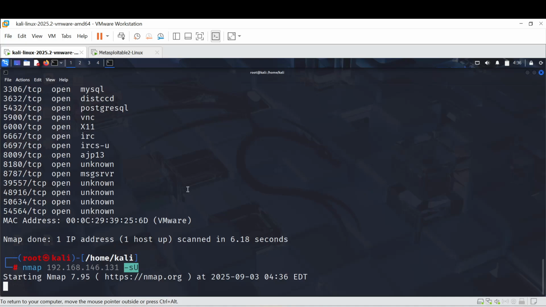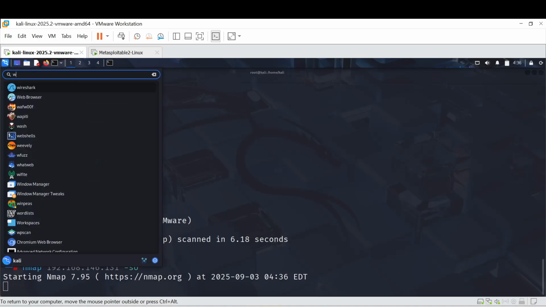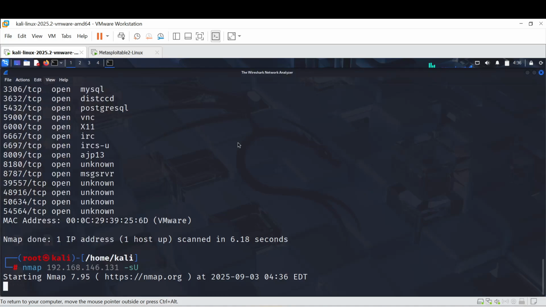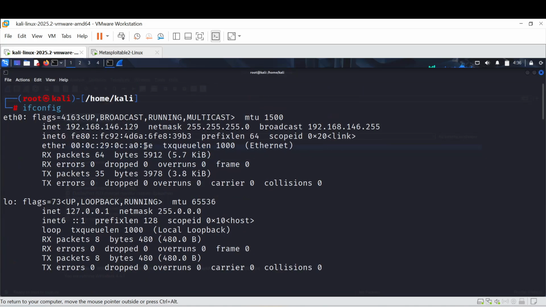If you want to see how Nmap performs its task in the background, let me open Wireshark so that we will be able to see what packets and what communication are happening in the background. From here, I'm going to provide the same interface that was present.